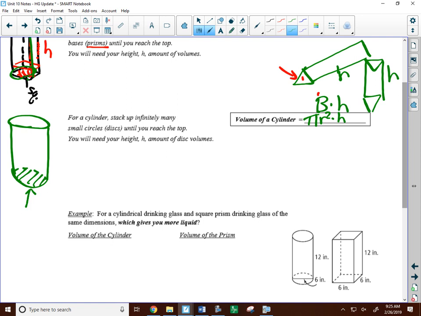Same reasoning. How do you get the formula? You take these circles, really disks, because they're 3-dimensional. So very, very small, thin disks, and you add them up. That one, and this one, and this one, and this one. You add all of them up until you reach your height level. So really, we can just do one of those base areas and multiply by the height. That represents adding them all up.